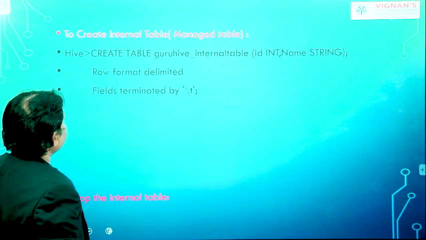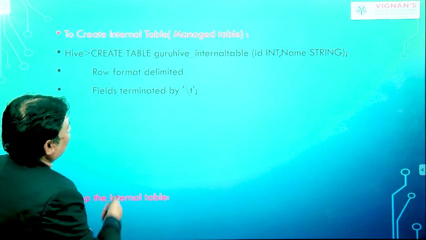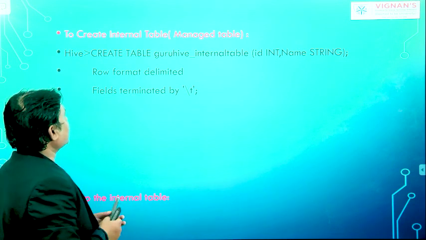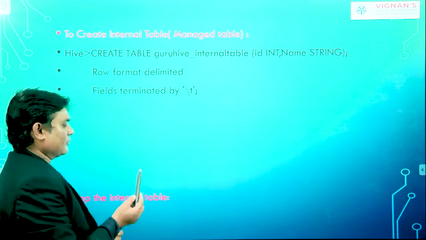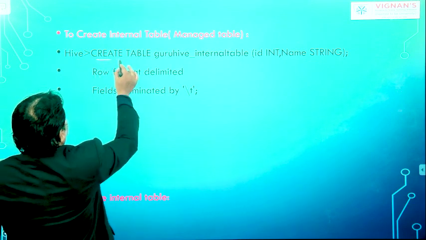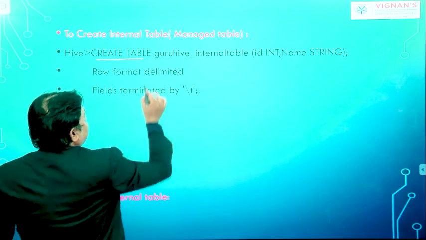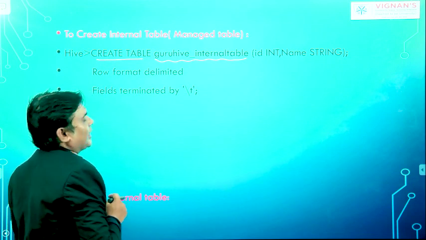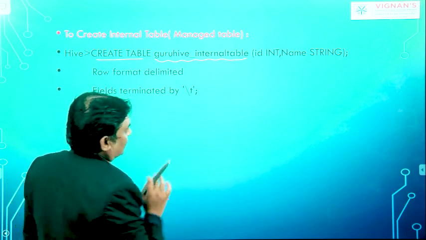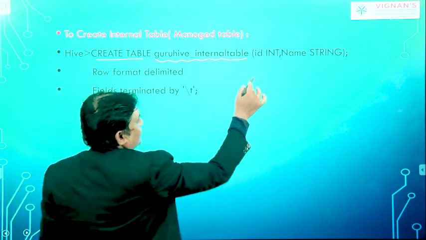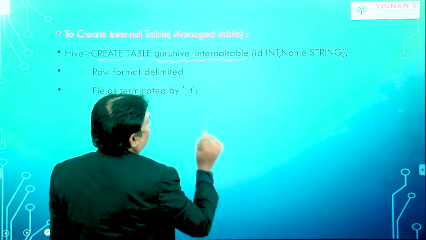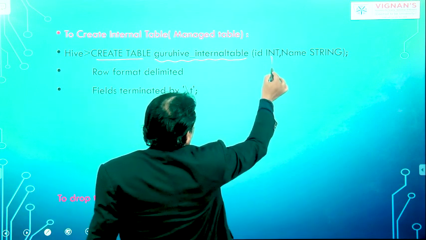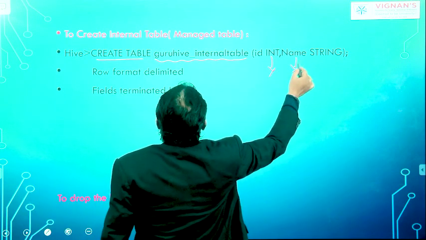Now you see how to create the internal table. It is a very simple format which we already discussed in the last classes. This is the command you are going to give: create table, and you specify the table name. The name of the table given is guru_hive_internal_table, and this is the schema which is defined. It means we have two fields. One field is ID, with the integer data type, and the second field is name, a string.